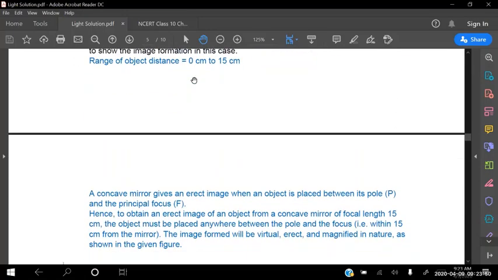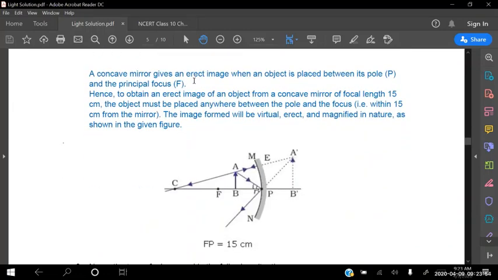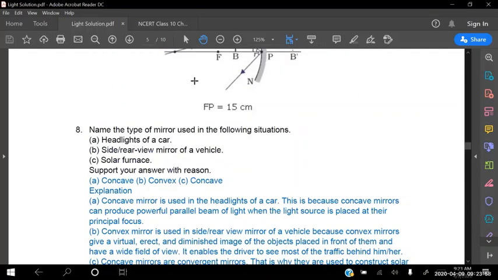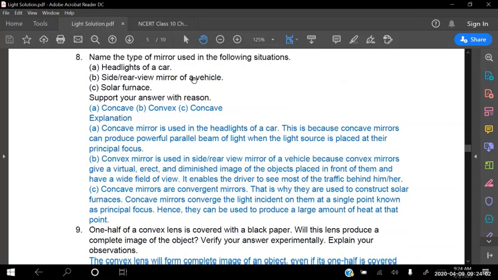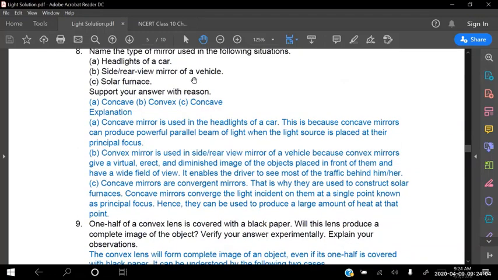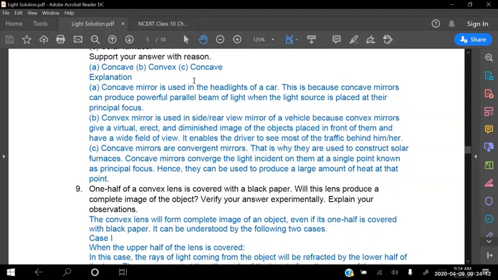Yes, we can obtain it, and the range is between 0 to 15 because the focal length is 15 and the pole is at 0 position. Name the type of mirror used in the following situations. Headlights of a car: concave. Why is it being used? Because concave mirrors can produce a powerful parallel beam of light when the light source is placed at their principal focus.